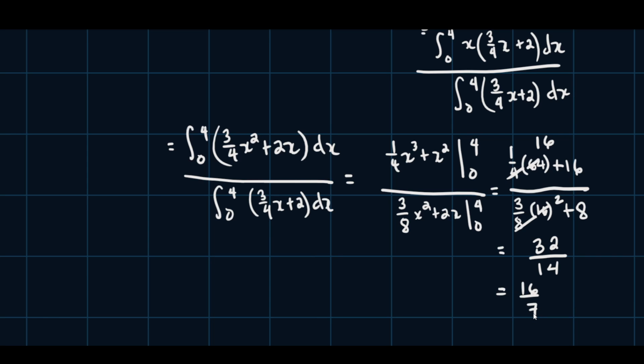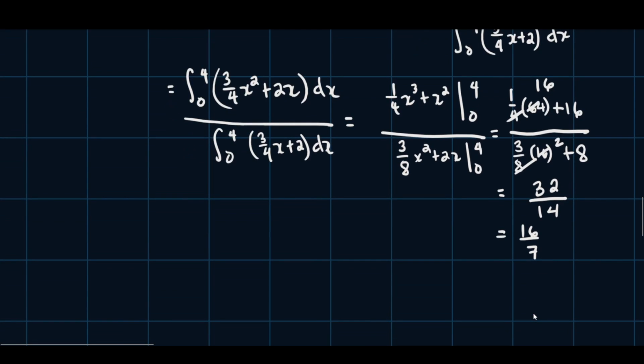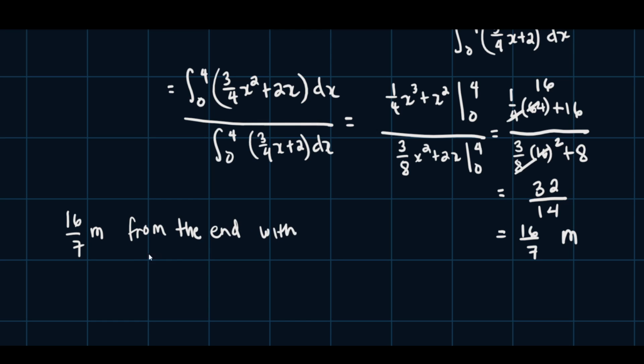Okay, so what does this mean? Now, again, we're looking for the center of mass. So the unit of measure here will be meters, because the length used for us is 4 meters. Okay, so the center of mass is 16 over 7 meters from the end with smaller linear density.